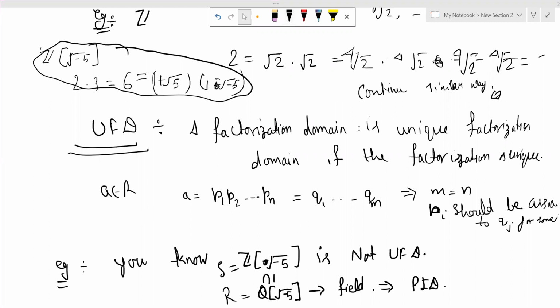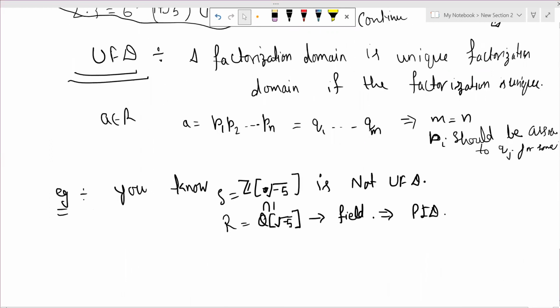Even if you take C also for Z of root minus 5, that will also work, right? Yeah, that will also work. So I hope this is fine. So now next one.